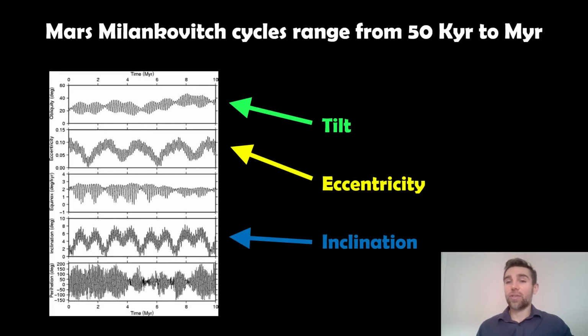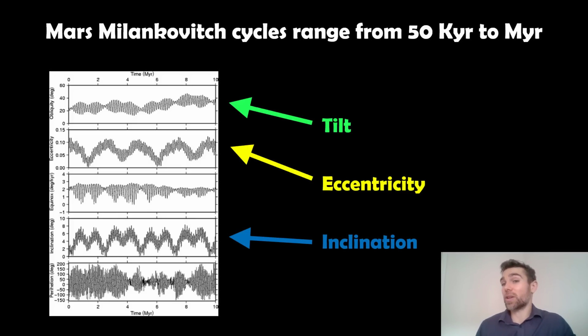Now, it's not just Earth that has these Milankovitch cycles; other planets have them as well. So, for example, we've got Mars. Mars also has cycles for its rotational axial tilt, its eccentricity, its inclination, things like that, which are also going to affect its seasons, its temperature, climate. And these oscillate on time frames from like 50,000 years up to 1,000,000 years. So we get similar sorts of things occurring with Mars.